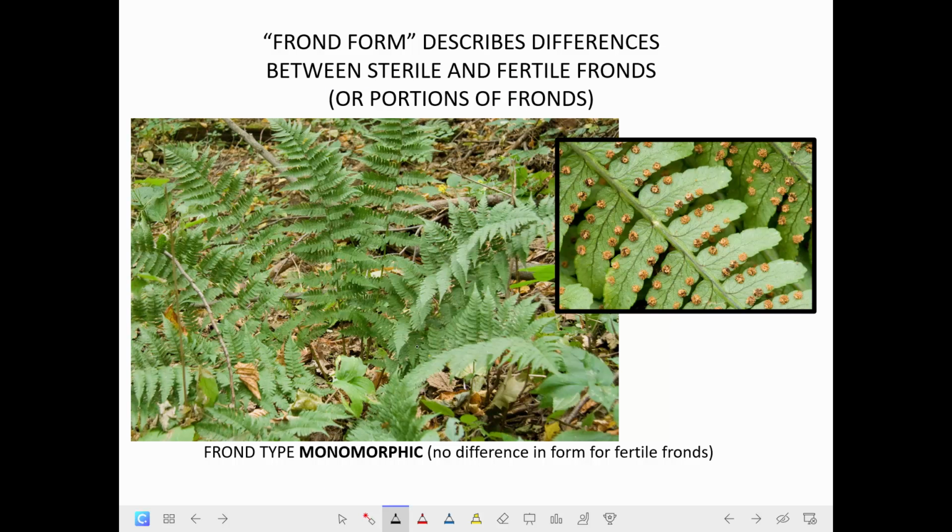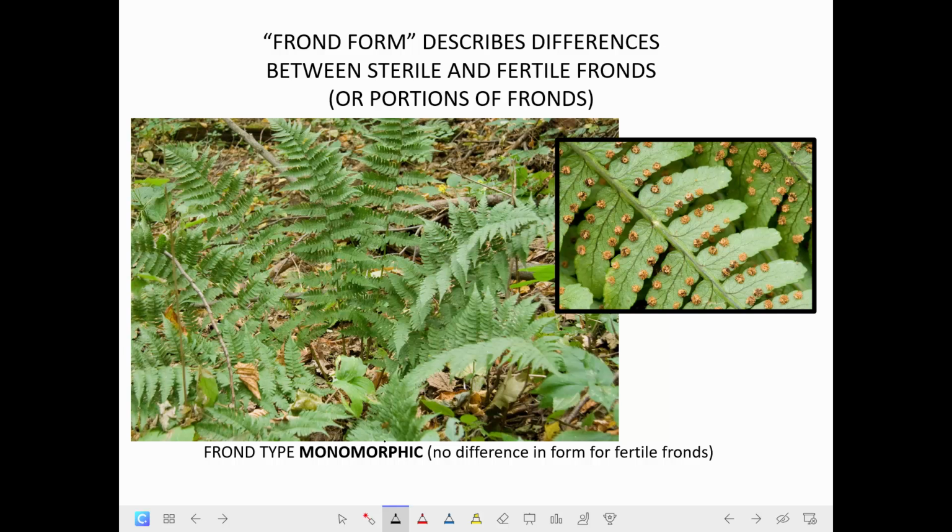There are three main features that are used to differentiate ferns. They're called frond form, frond dissection type, and indusium type. Frond form has to do with whether or not normal-looking foliage leaves bear spores, or whether wholly different leaves bear spores, or whether parts of leaves bear spores.